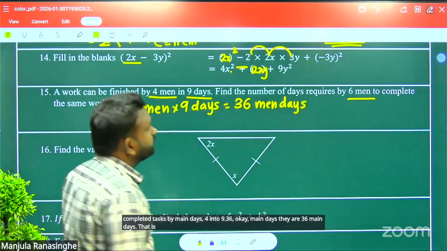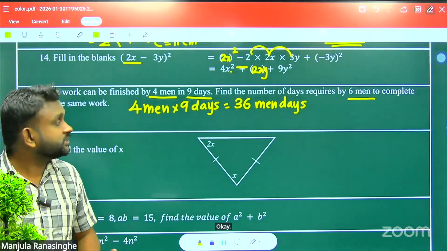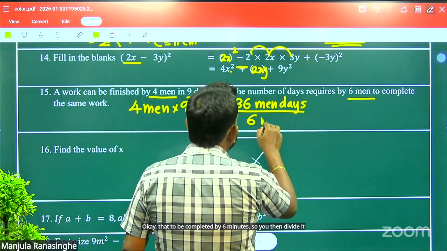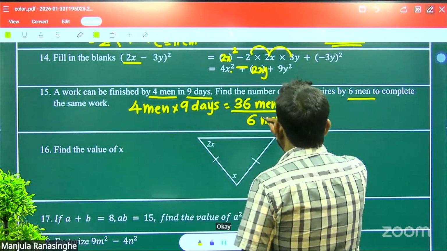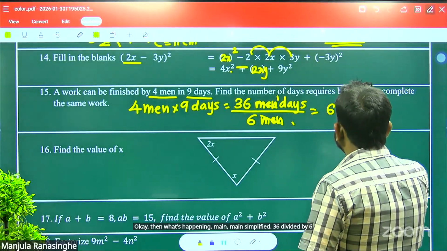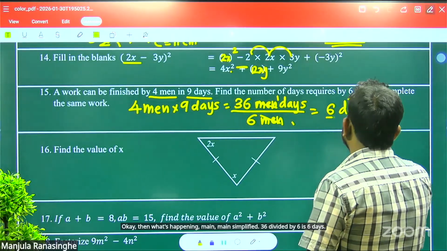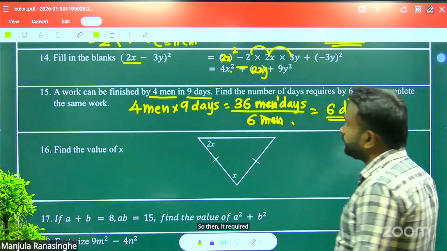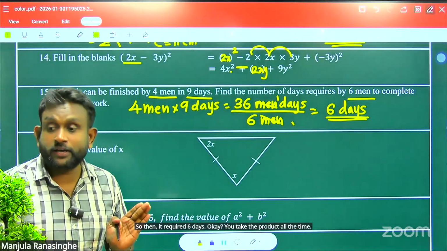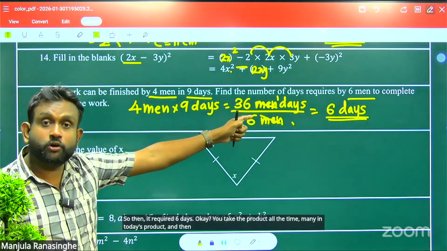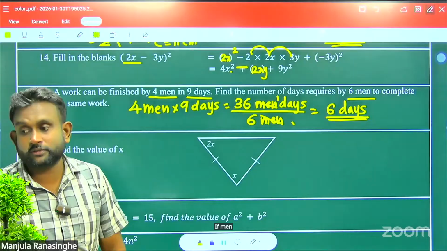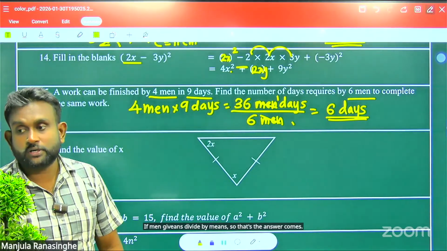That is the task. Okay, that is to be completed by 6 men. So you then divide it by 6 men. Okay, then men simplified. 36 divided by 6 is 6 days. So it requires 6 days. Okay, you take the product all the time, men into days product, and then divide by the given quantity. If days is given, divide by days. If men is given, divide by men. So that's how the answer comes. Okay.